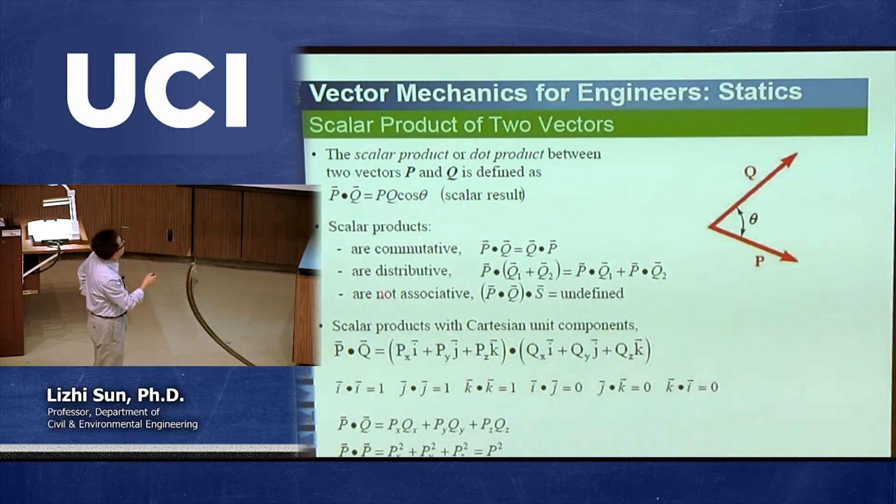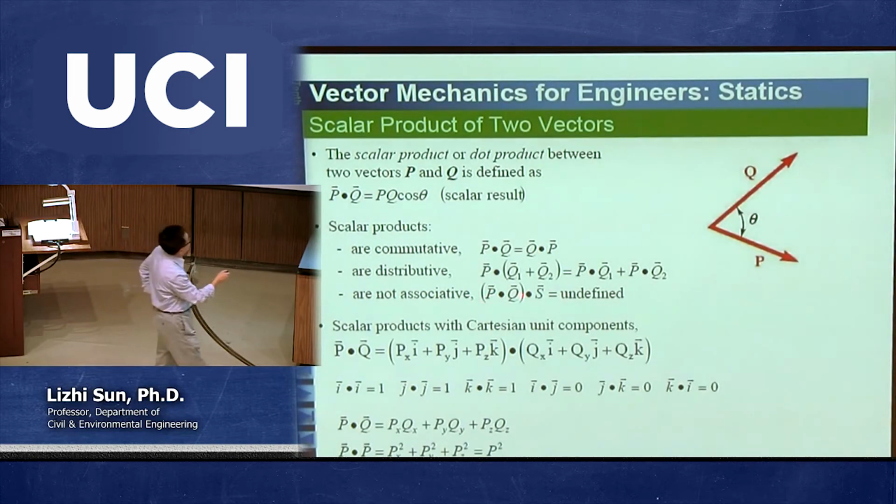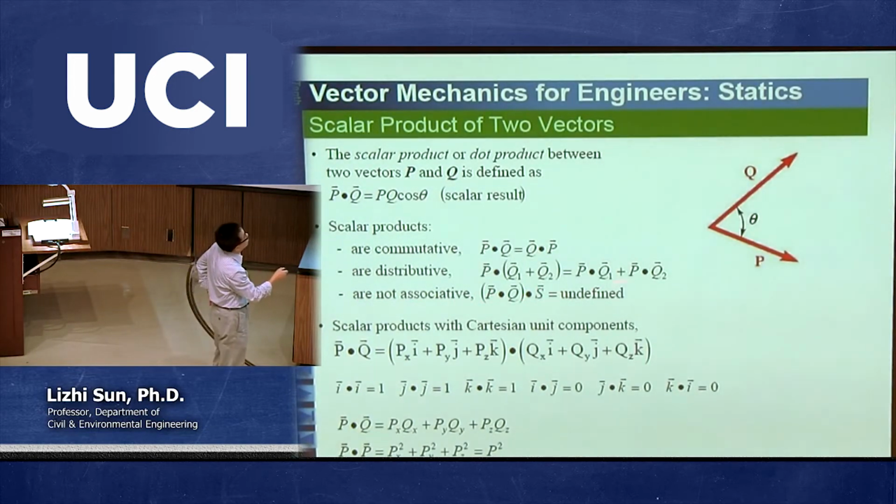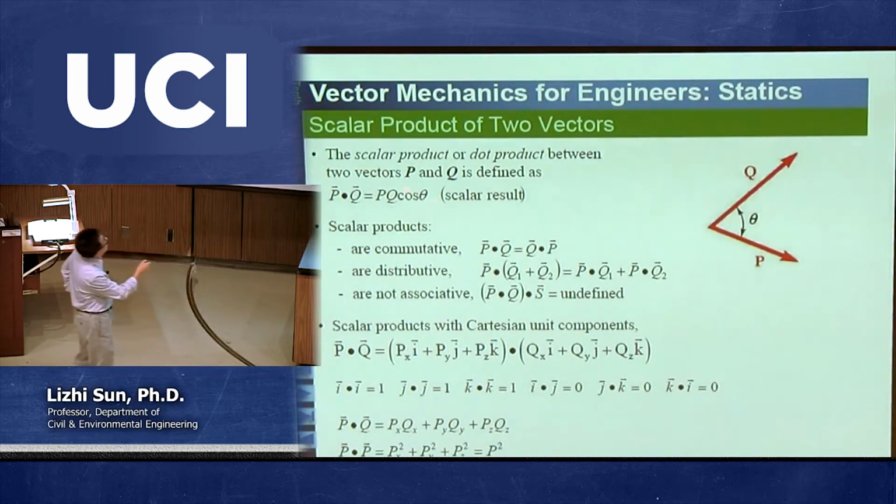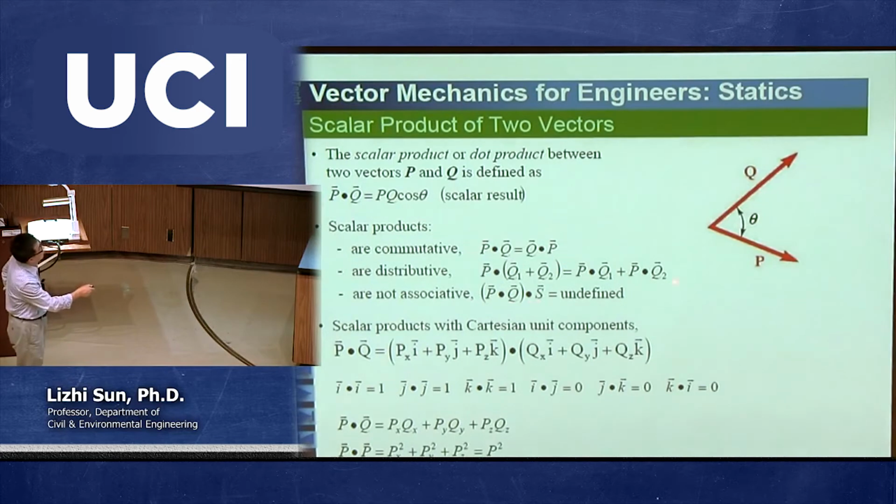And this scalar product is not associative. In other words, P dot Q and then dot S is equal to what? Well, first of all, we never write like this, because if you have a P dot Q, the result is already a scalar. Then there's no scalar dot with a vector. We don't define that. So that's why it's called undefined. Okay? So just from this definition, we can easily figure out these 3 properties, of which we are going to use the top 2 in fact, right?